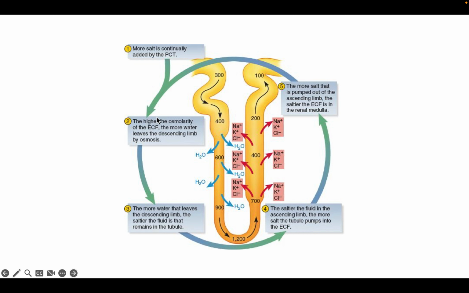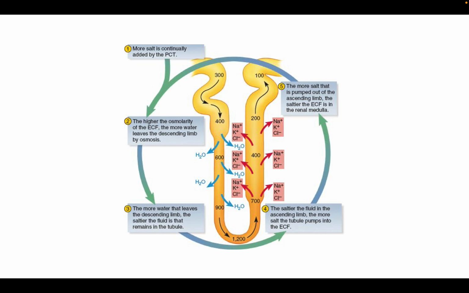And then you can start over here on the descending limb. Because you've pumped out all these solutes, you're then going to have an osmotic gradient that is going to draw water out, right? So water leaves via osmosis, water is coming out, and then as you move down in the renal tubule in this descending limb, the concentration of the fluid goes up, right? So as more water leaves the descending limb, the saltier the fluid is that remains in the tubule, right? So the tubule is more concentrated, and then as you move up, very concentrated, solutes move out, that draws water out from the descending limb, and this process continues and continues and continues, right?